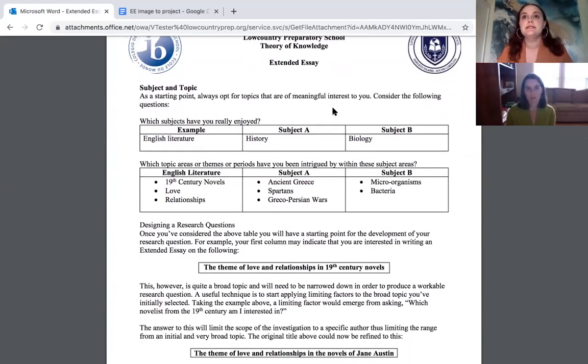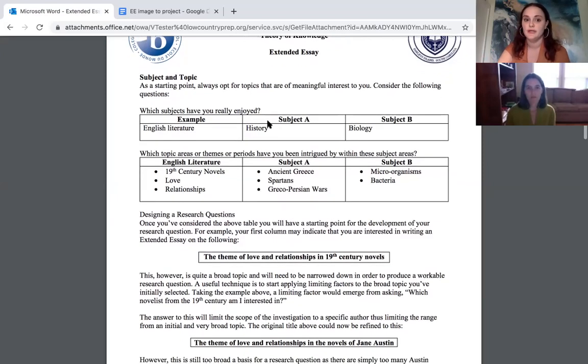So basically this is a form that really helps you think about what you want to research, because you might be saying, well, I don't know what my interest is. I don't know what I can write 4,000 words on. Going through this form really helps you figure that out. So for example, this first question is, which subjects have you really enjoyed? Well, let's just say I'm really into literature, history, and bio. Then I break it down. What about those subject areas interests me?